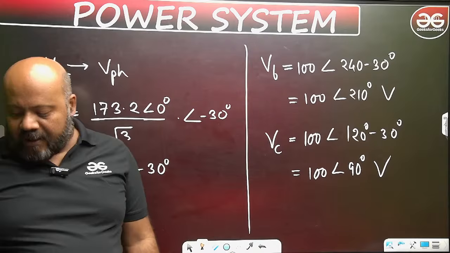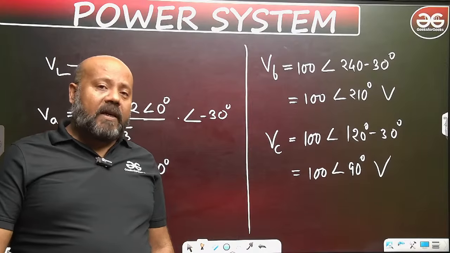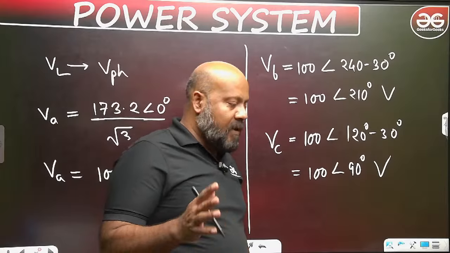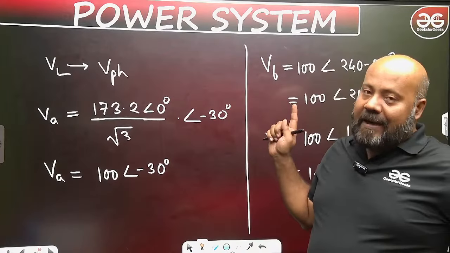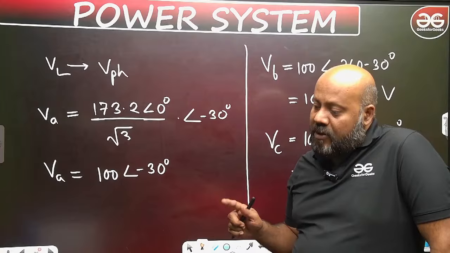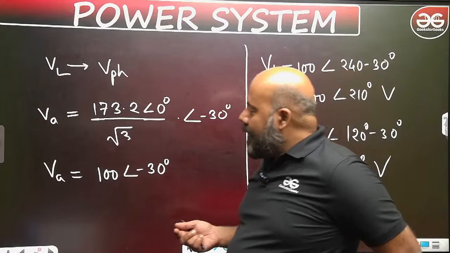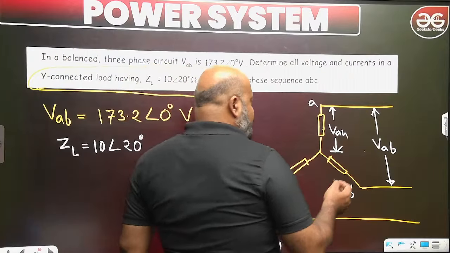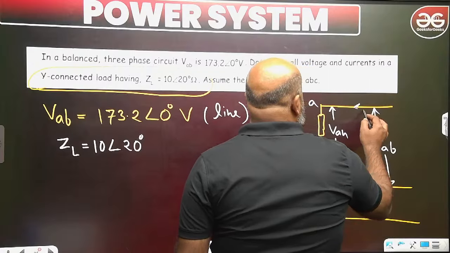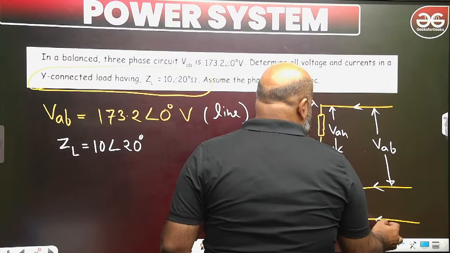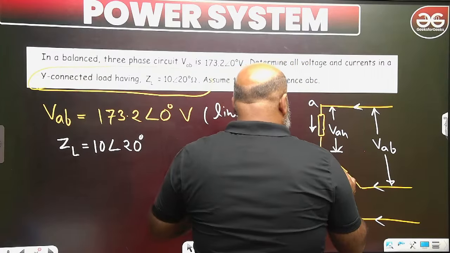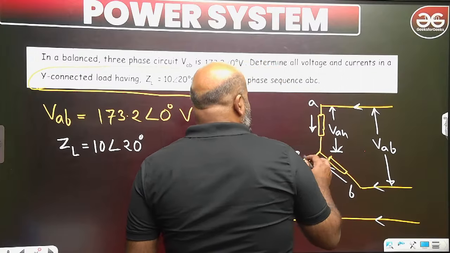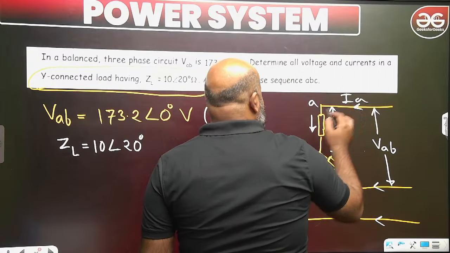Now he is asking the current. You have to write the currents also. Voltages you have calculated, because the line voltage is given, you have calculated the phase voltage. Now you have to calculate the current. Because it is a star connection, the line and the phase currents are going to be exactly same. Suppose these are the line currents, the same currents are going to flow into the phases. Say yes or no.